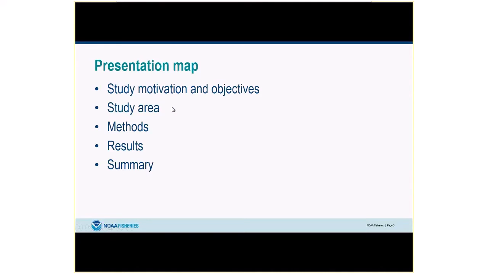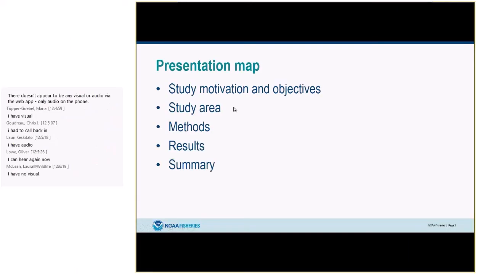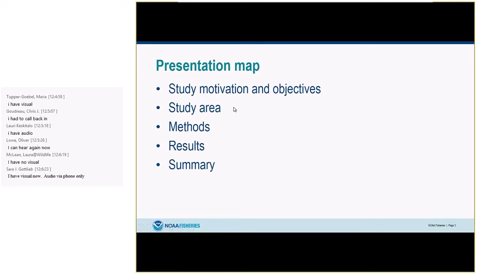So I'd like to start with what I call a presentation map, or an outline of where I'm going with it. And you'll see it's pretty standard fare for a technical presentation. I'm going to begin with the study motivation and the objectives. I'll talk about, of course, the details of the study area, and then give a bunch of details about the methods and the results, and then wrap up with a summary of the main points.